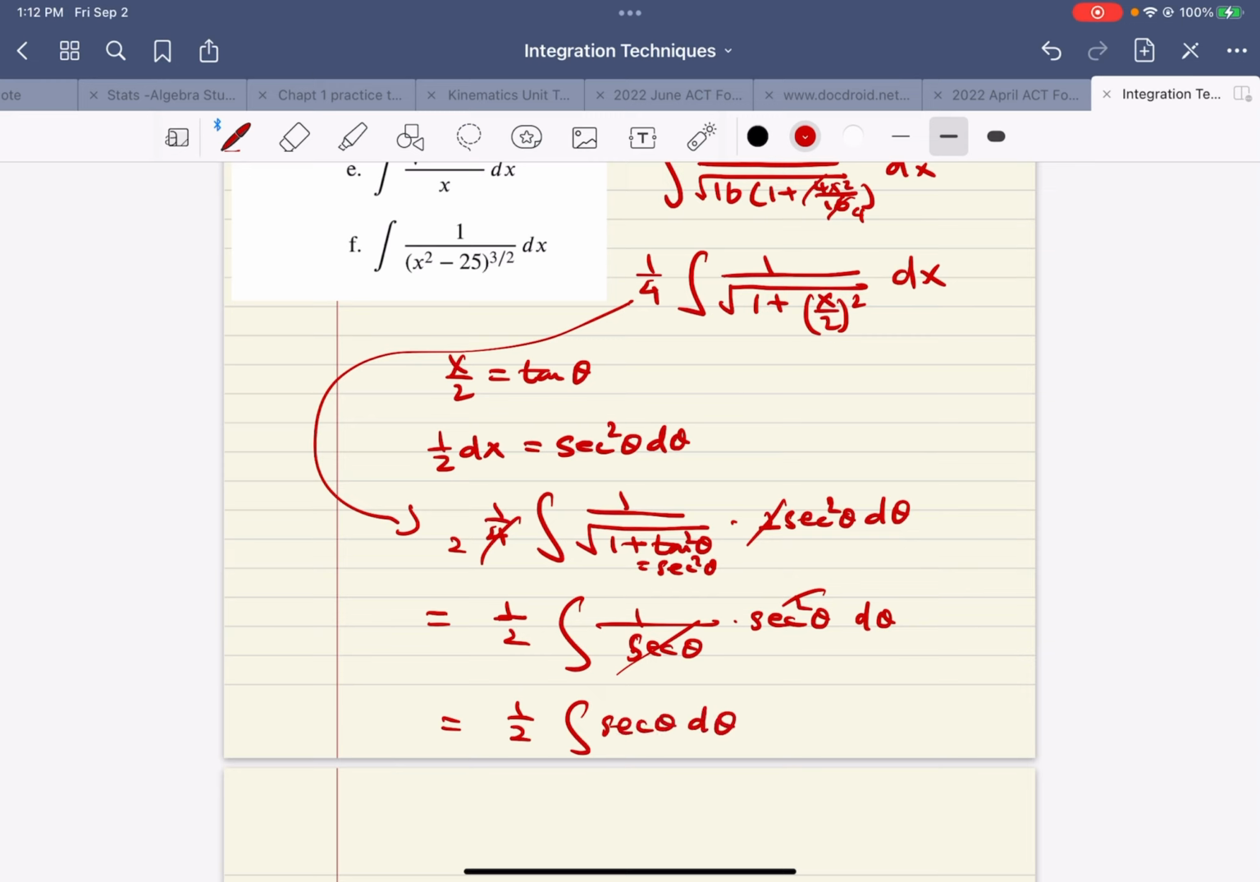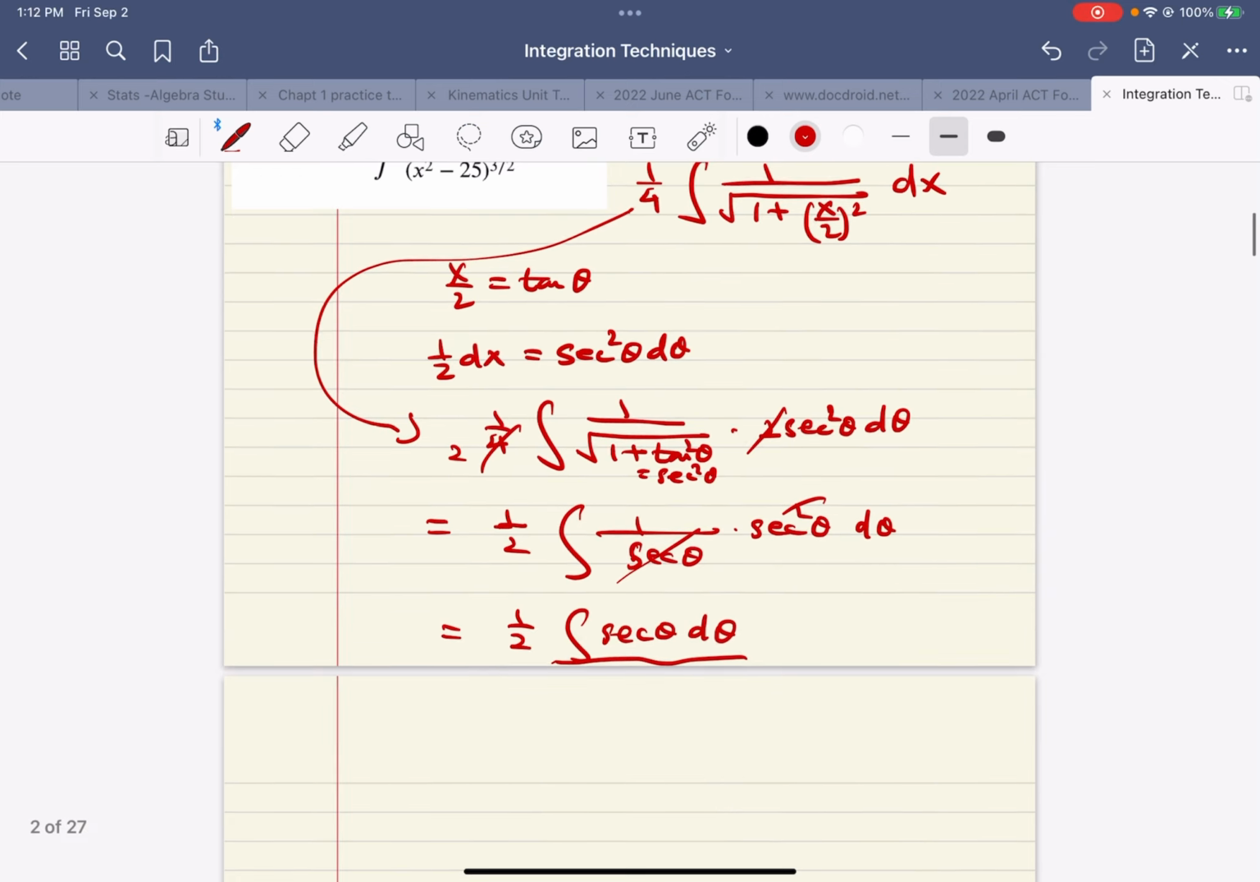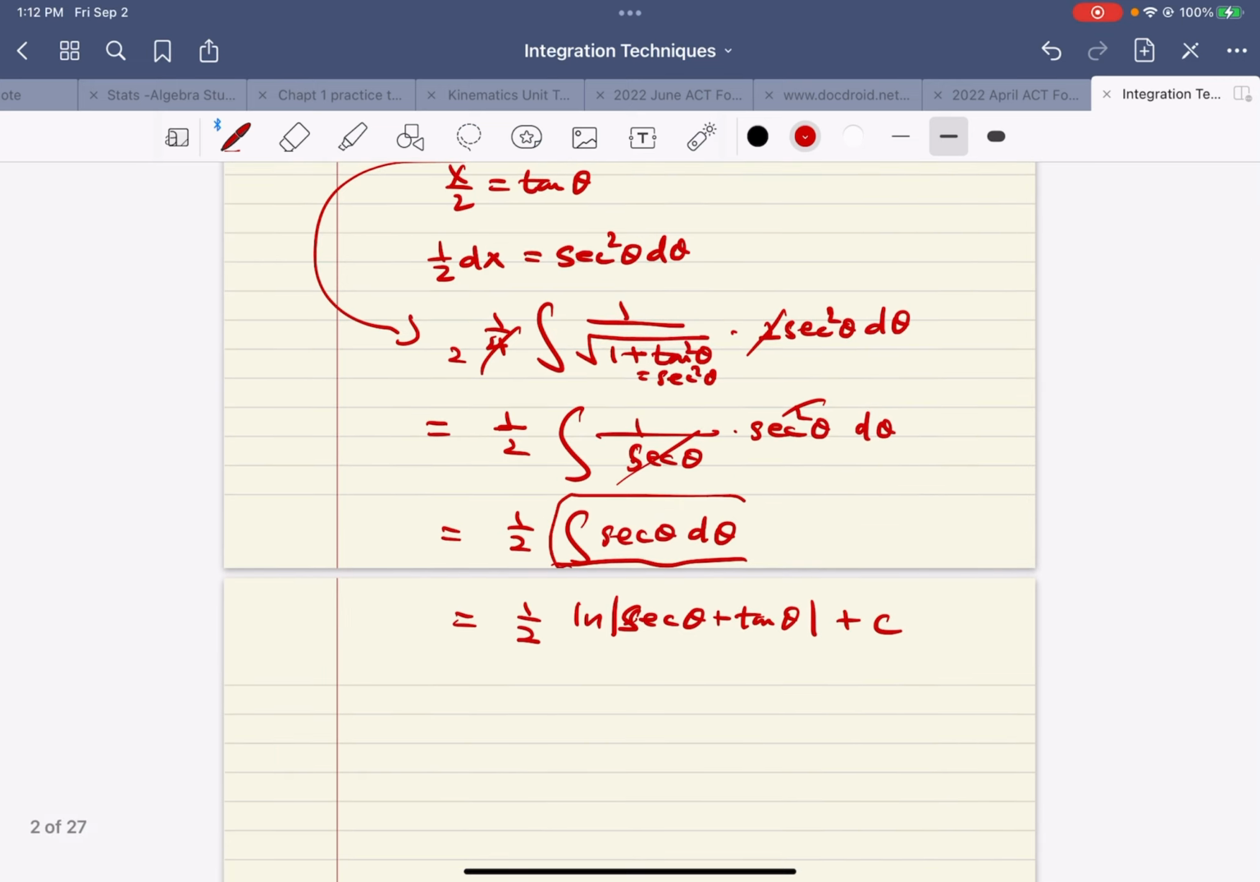Okay, so you got it up to here. Now this is a formula you gotta memorize. So 1/2 antiderivative of secant is ln secant theta plus tangent theta, and plus c. So this one you have to memorize. Okay, that becomes this.